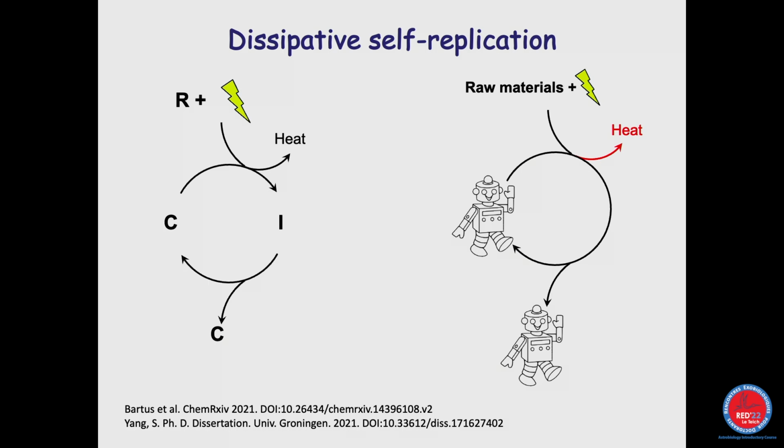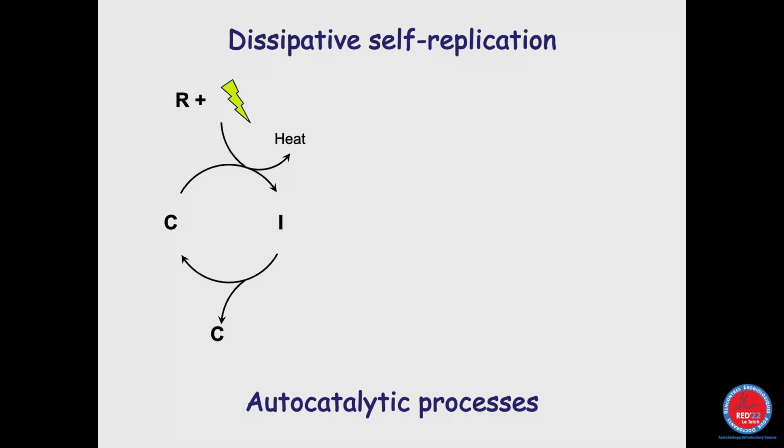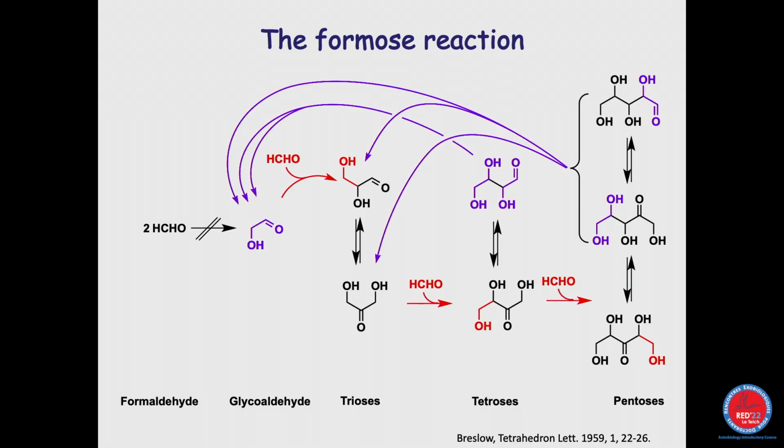And this is the same for a cell, a bacteria that grows at the expense of food and produces another bacteria. Everybody here knows that living organisms are associated with the dissipation of heat. So one of the questions in the origin of life is the discovery of truly autocatalytic processes. And there are a few examples. One, the best known, is the Formose reaction, however, there are not so many examples, and this is a problem.